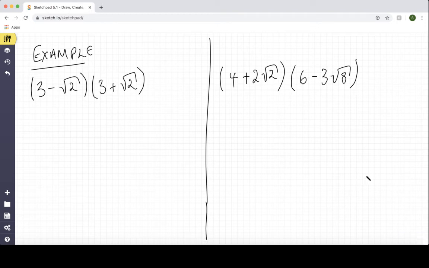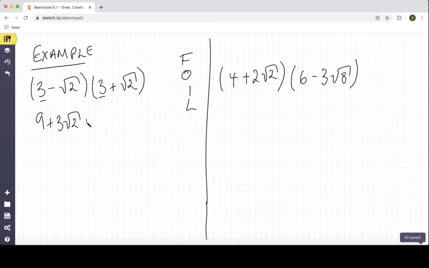Okay, so hopefully you've had a go. We'll now work through these. So let's start off with this one. Okay, so first, outer and last using our FOIL. First ones, we get 3 times 3, which is 9. Outer, 3 times the square root of 2, which is just 3 root 2.